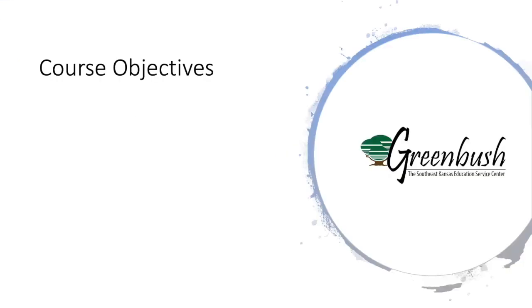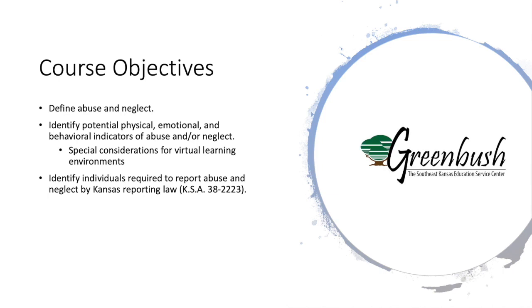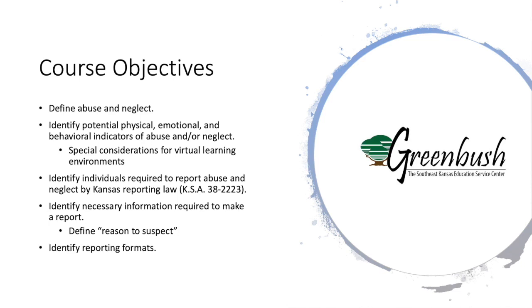Course objectives: define abuse and neglect, identify potential physical, emotional, and behavioral indicators of abuse and/or neglect, special considerations for virtual learning environments, identify individuals required to report abuse and neglect by Kansas reporting law, identify necessary information required to make a report, define reason to suspect, identify reporting formats, outline violations and immunity for mandated reporters.